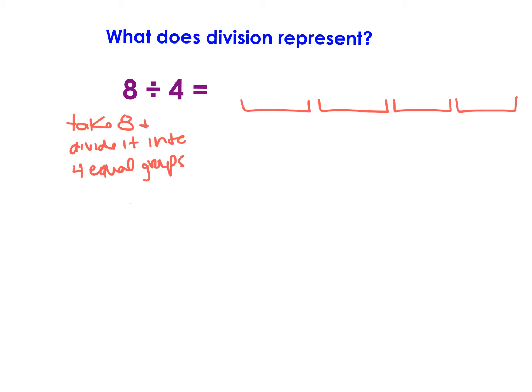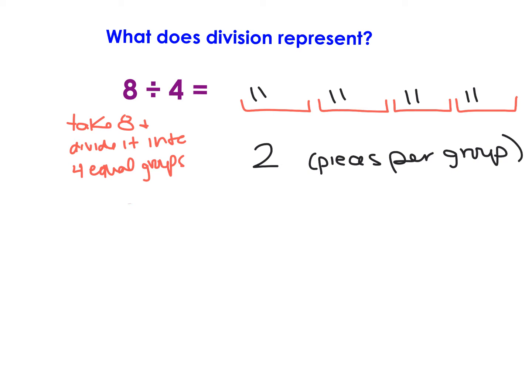So I'll just start counting. 1, 2, 3, 4, 5, 6, 7, 8. So 8 divided evenly into 4 buckets gives me 2, and this is essentially pieces per bucket or pieces per group. So when you're dividing, you're saying, okay, if I take 8 and divide it into 4 groups, how many will be in each group?